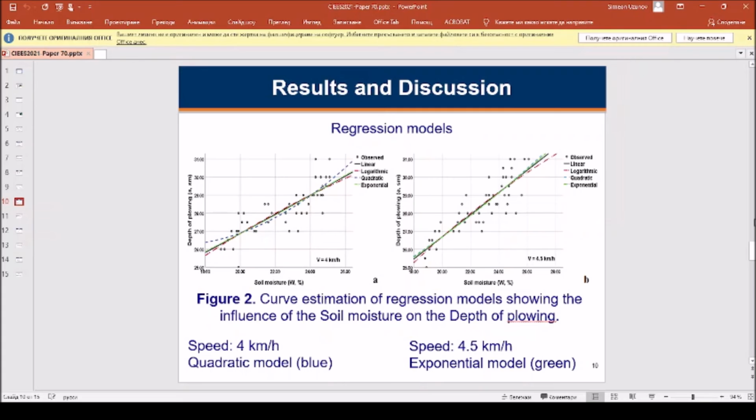Results and discussion. The estimation of the curves of the developed regression models expressing the relation between soil moisture and the depth of plowing at the respective speeds can be seen in figure 2. The quadratic model in blue best describes the studied dependencies at a unit speed of 4 km per hour, and the exponential model in green best describes them at a speed of 4.5 km per hour.